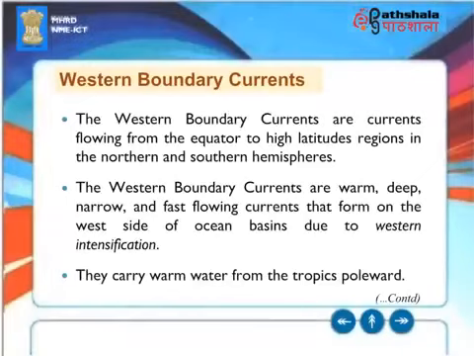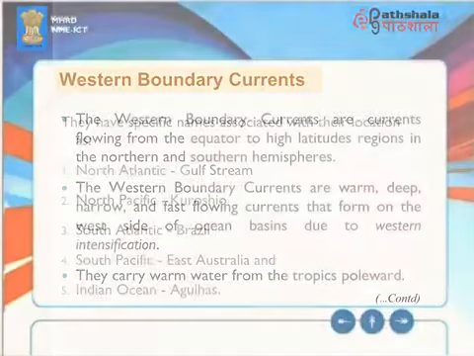Western boundary currents. The western boundary currents are currents flowing from the equator to high latitude regions in the northern and southern hemispheres. The western boundary currents are warm, deep, narrow, and fast-flowing currents that form on the west side of ocean basins due to western intensification. They carry warm water from the tropics poleward.